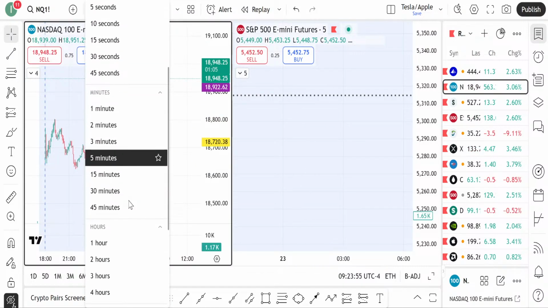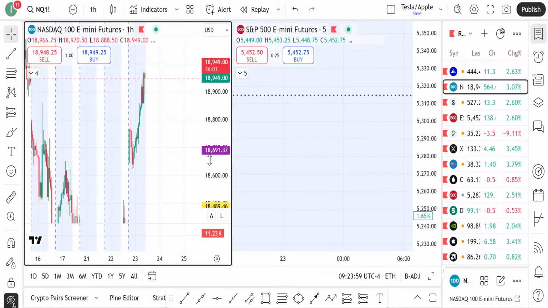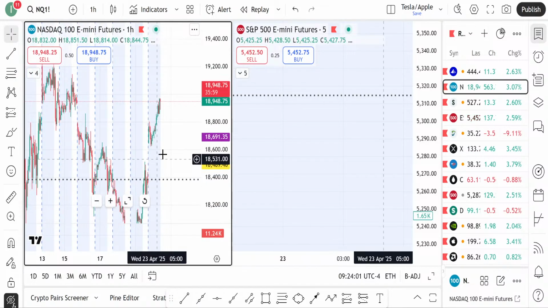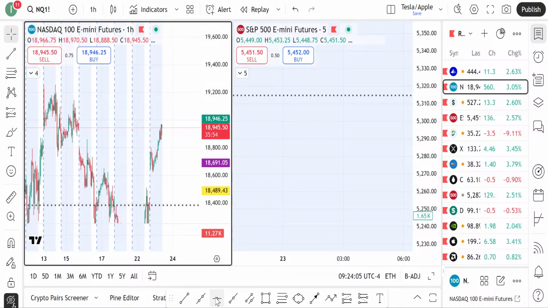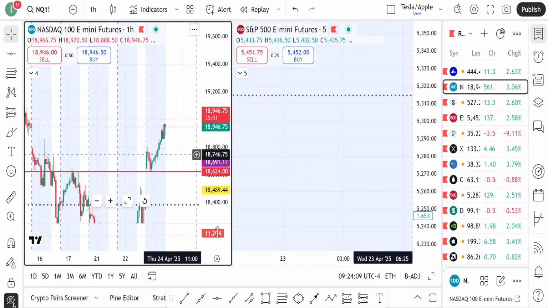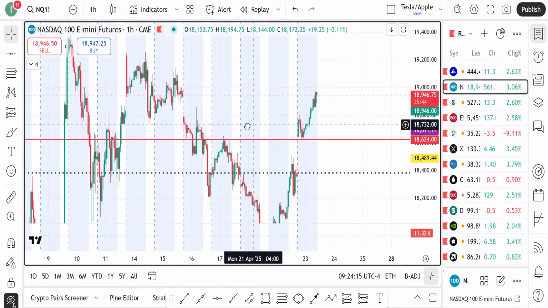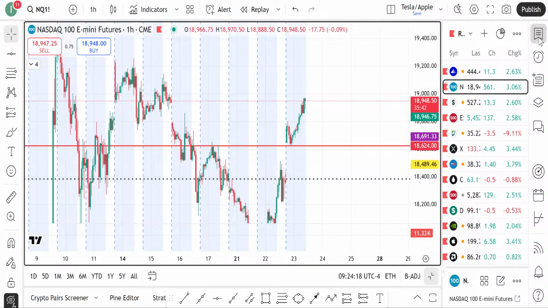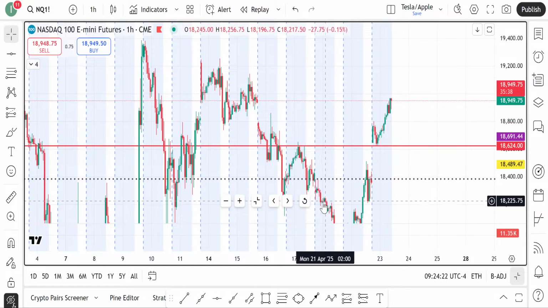All right, next we're gonna go on the hourly chart, and we're gonna mark our nearest support and resistance zones. Let me make this a little bigger so we can see better. And we can make this a little bigger by clicking here.